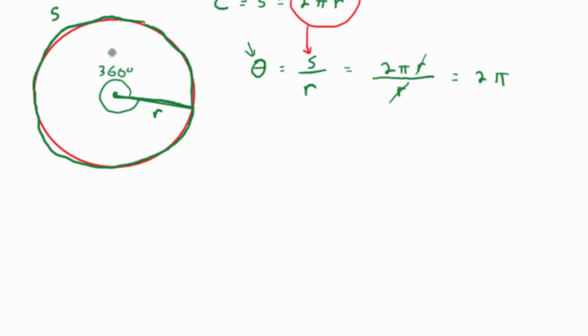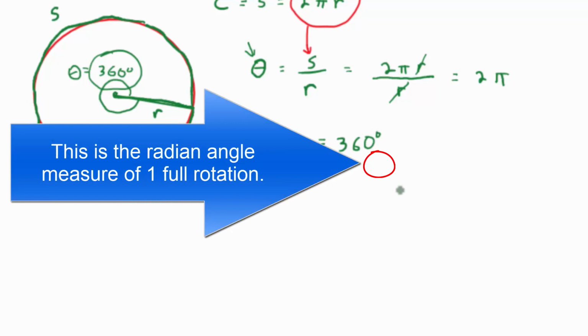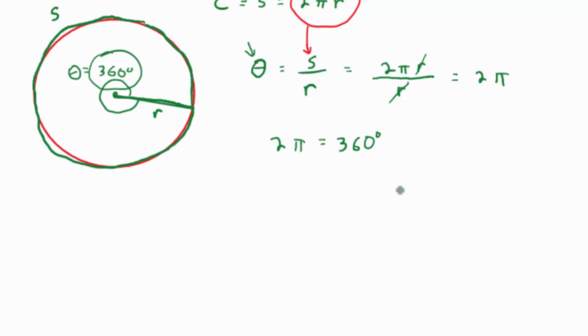But wait a minute, the assumption was theta in degrees is 360. So what does that mean? 2 pi must equal 360 degrees. But wait, there's more. I feel like I'm selling you a radian angle measure here. This is a little equation, right? Couldn't we divide both sides by 2 to get a better equivalence? So if we divide both sides by 2, what does pi radians equal in degrees?